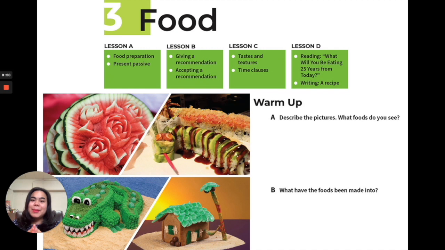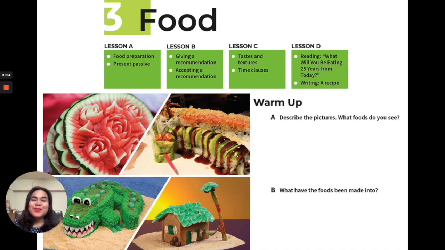Well, Unit 3, Part 1 is about food. And the reason you saw that this is only Part 1 is because today we're going to focus only on Lesson A and Lesson B. Lessons C and D would be in Unit 3, Part 2, which would be in week 4, I think. Okay, so let's start with this first.